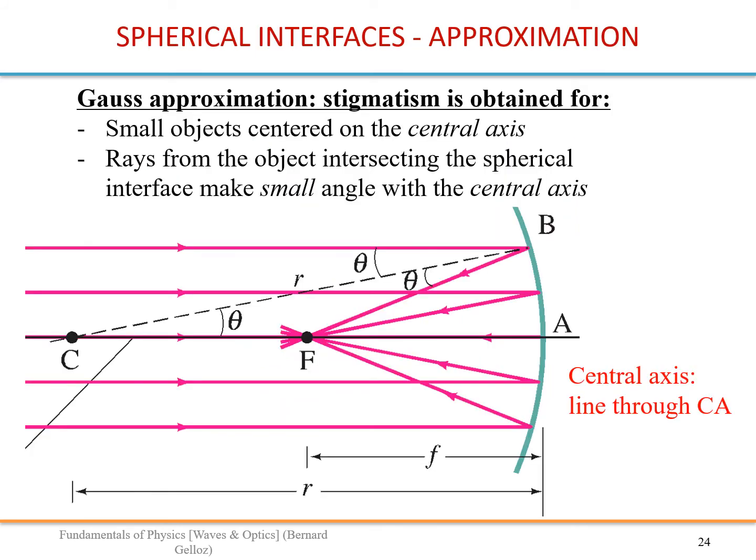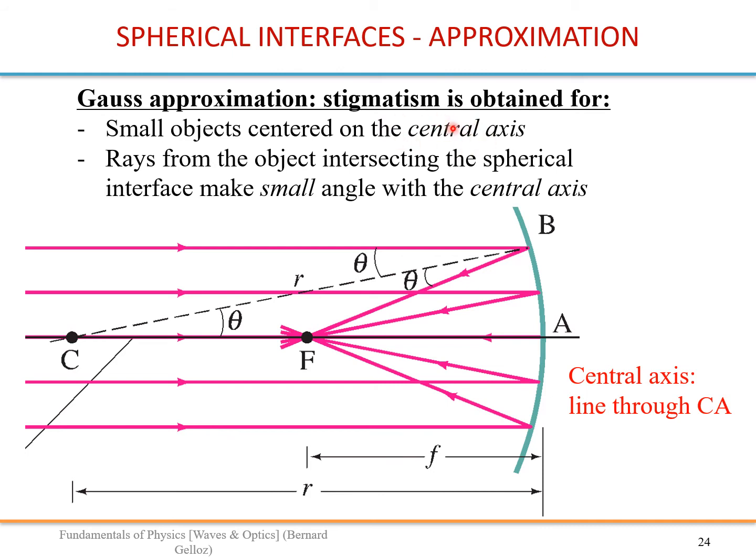Let's summarize the approximations related to spherical interfaces, spherical mirrors in particular. This is called the Gauss approximation. Stigmatism is obtained for small objects centered on the central axis. Remember, we have to be not so far from the central axis, or also sometimes called the optical axis.